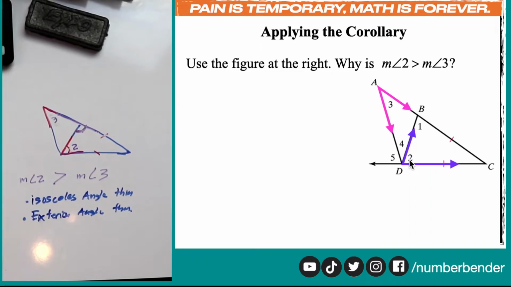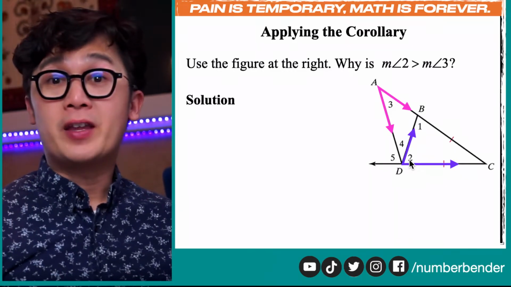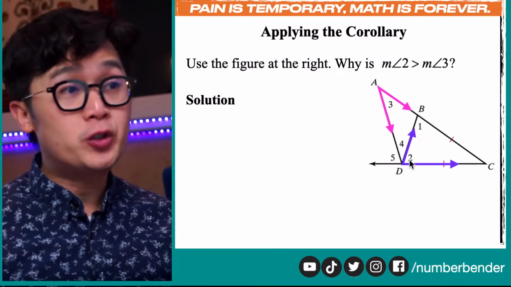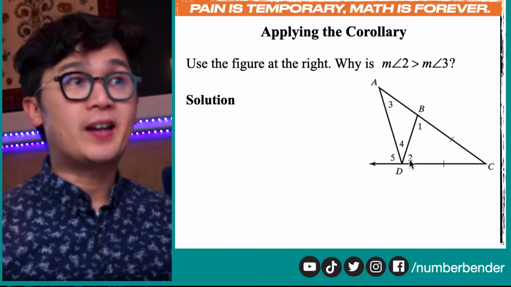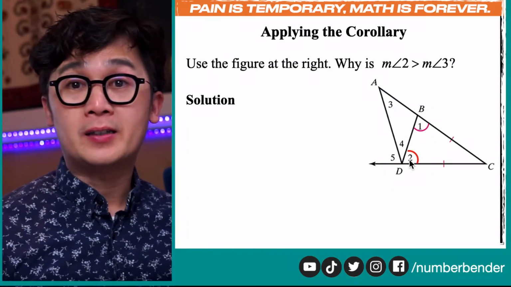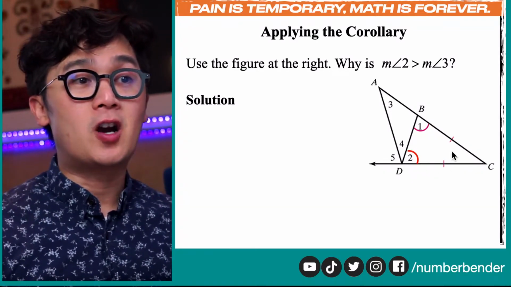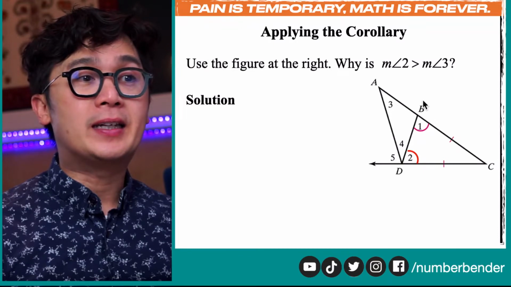To prove that the measurement of angle 2 is indeed bigger than the measurement of angle 3. So this is how your thought process should go. You are seeing that we have to show that angle 2 is greater than angle 3. We know that this is an isosceles triangle right here, DBC.